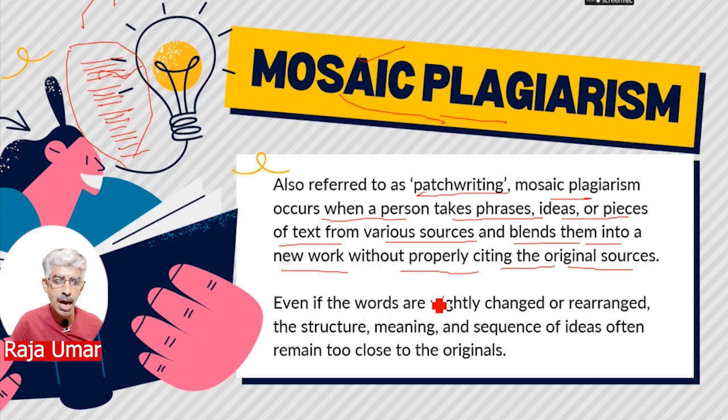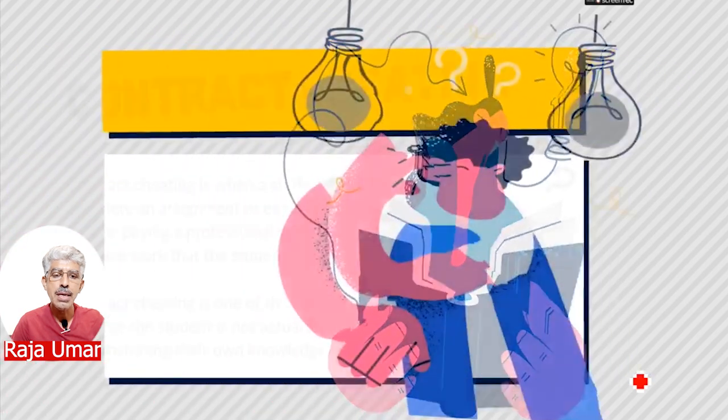and it is again some sort of academic dishonesty. Even if the words are slightly changed or rearranged, the structure, meaning, and sequence of ideas often remain too close to the original. So when multiple sources are used and different things are blended together without citing, without giving references, that is known as mosaic plagiarism.